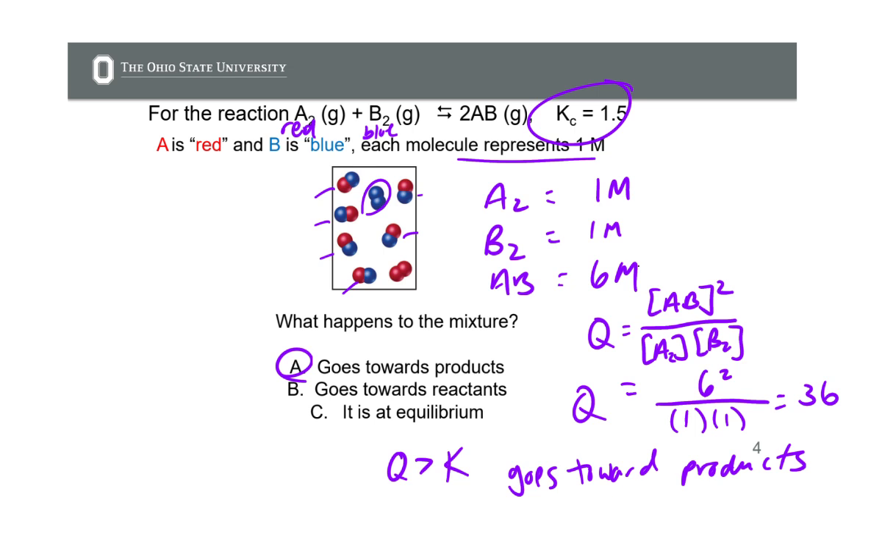Okay, sorry. Yes. Erase that, everyone. Q is greater than K, so the reaction proceeds towards the reactants. We'll erase that, maybe.